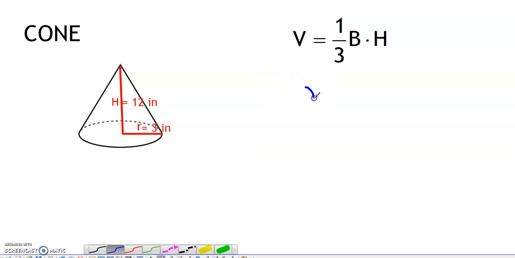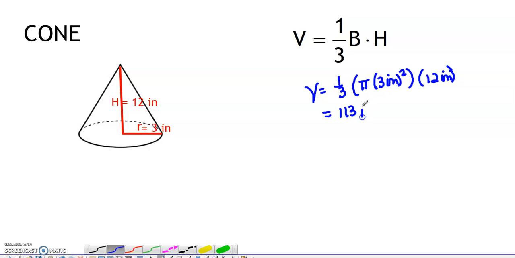Our volume will be 1/3 times the area of the base, pi times 3 inches squared, times the height of the cone, 12 inches, equals 113 cubic inches rounded to the nearest cubic inch.